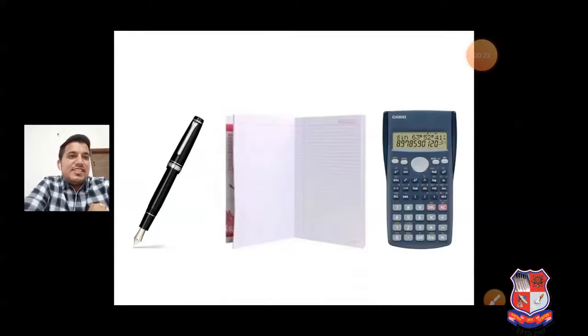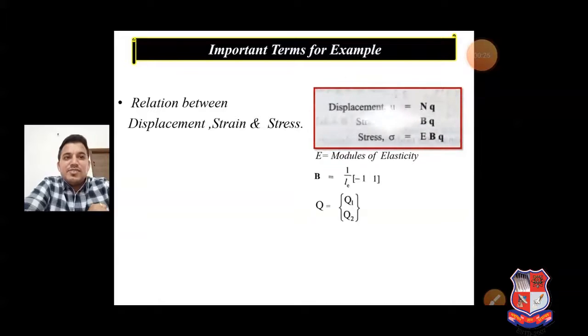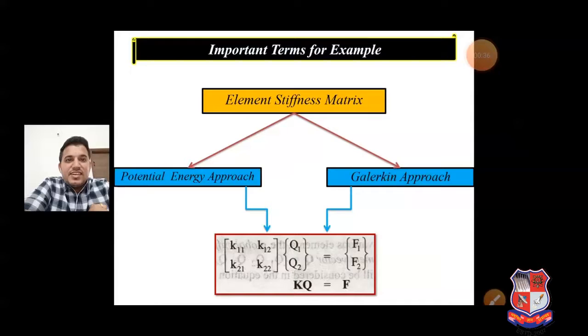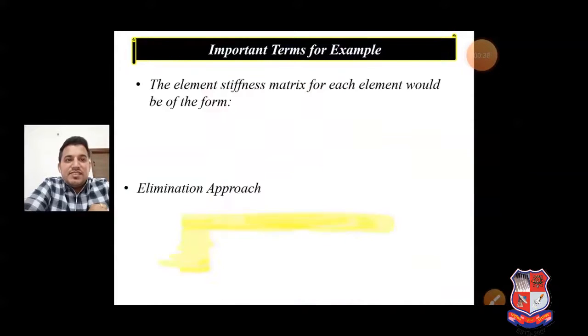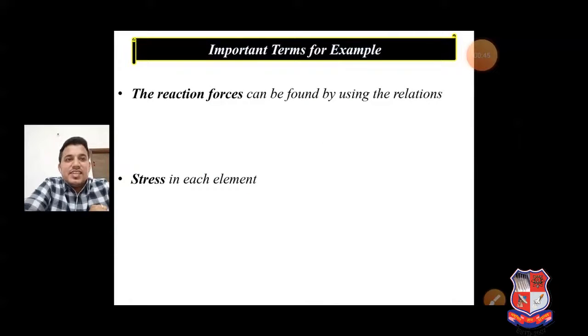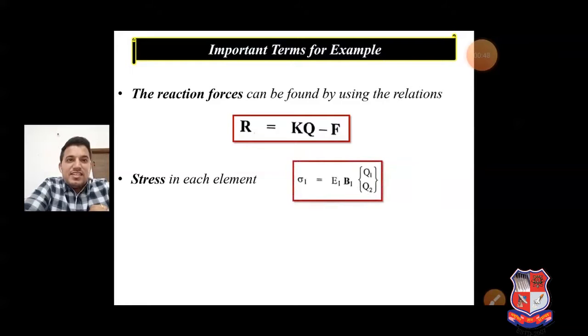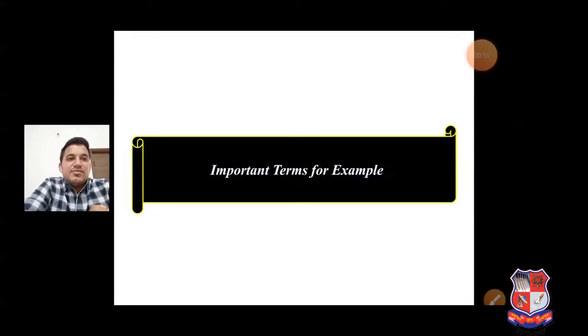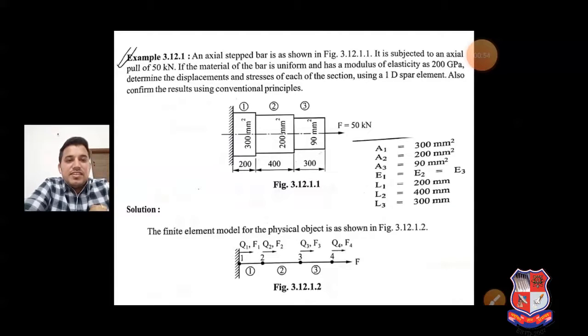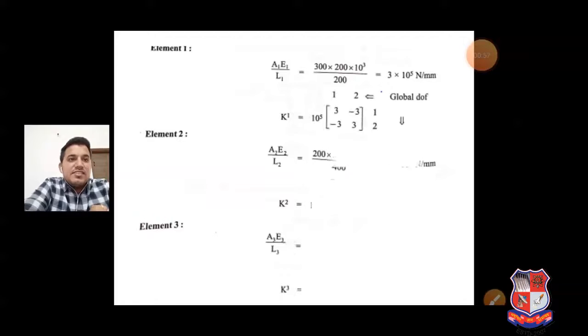So we need such basic things, and this is the most important relation between the displacement, strain and stress. Already we learned yesterday. Again the element stiffness matrix standard formula, the elementary approach as well as the element stiffness matrix, and reaction forces formula and stress. So important terms we already learned. Then this formula we learned in the conventional method.